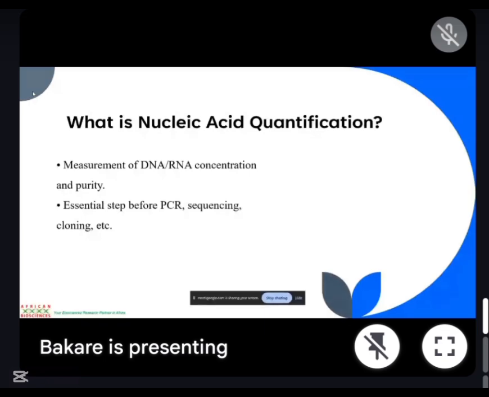So what is nucleic acid quantification? This is the measurement of your DNA or your RNA concentration and purity. And this is very essential before you send that nucleic acid for any downstream application. Before your PCR, your sequencing, your cloning, you have to make sure that you check the concentration and the purity. It doesn't take time, but at the same time it is a very crucial part you should not miss when you are in the lab.